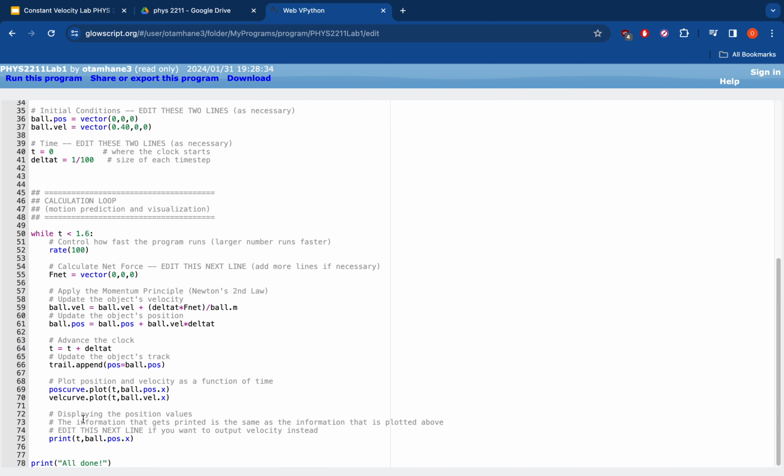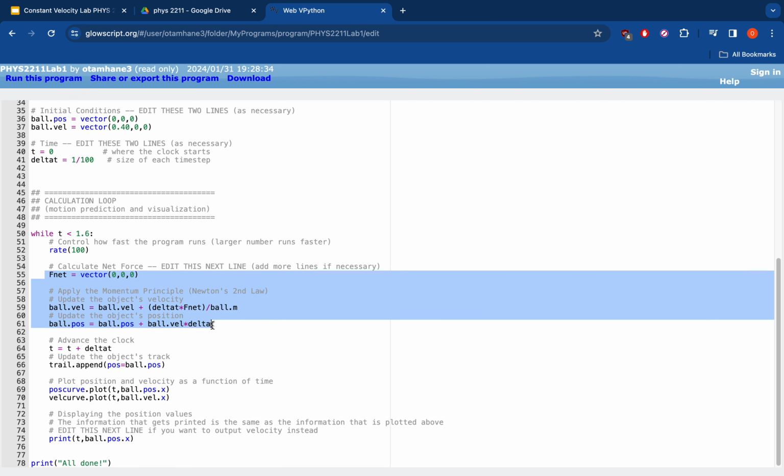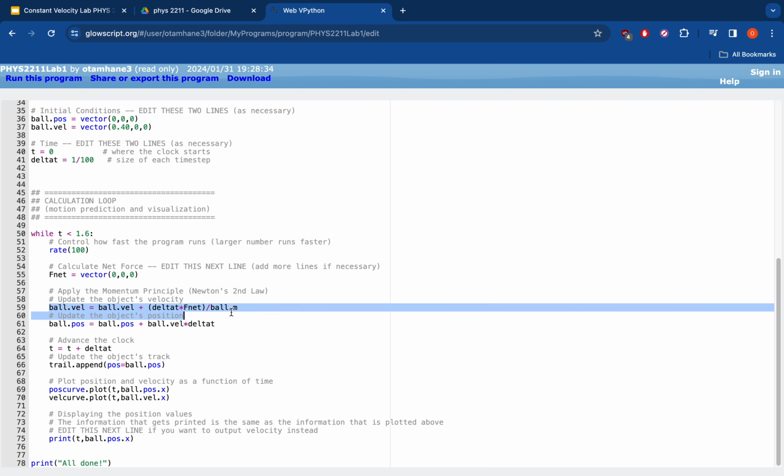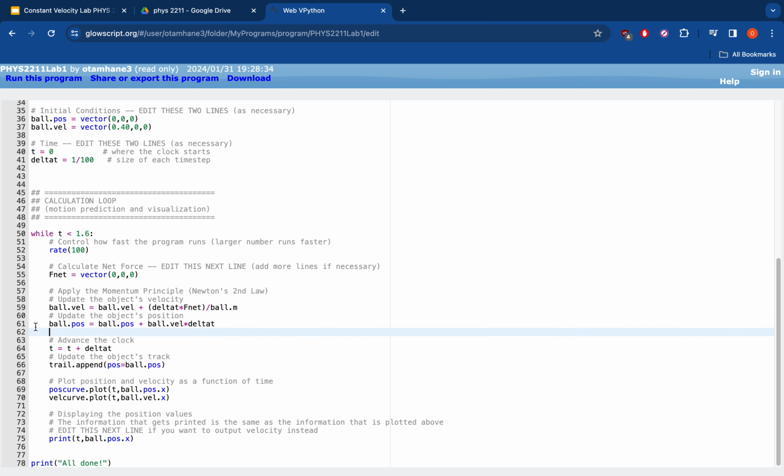Now going to the actual calculation right here, the time of the experiment was 1.6 seconds, so that was placed right here. And these three next lines are extremely important. The first is net force is 0 since we're at a constant velocity. Next right here at line 59, this is the velocity update formula. And right here as well, we have the position update formula.